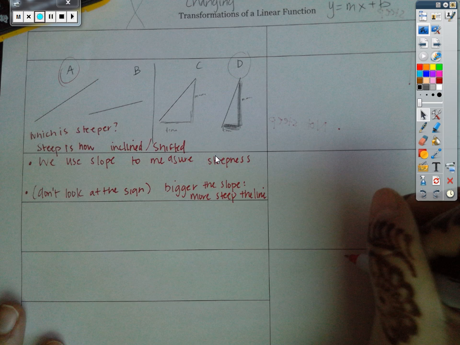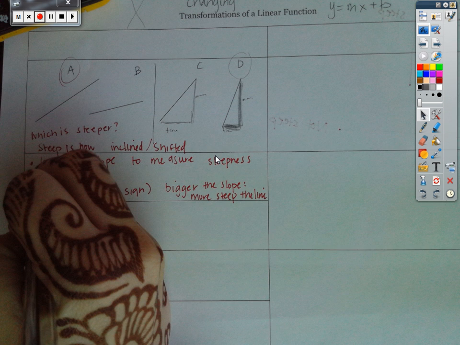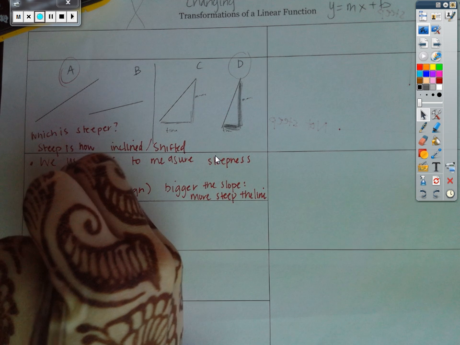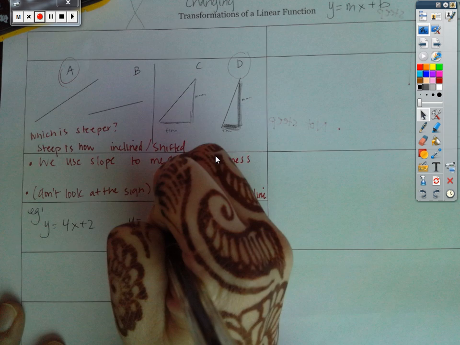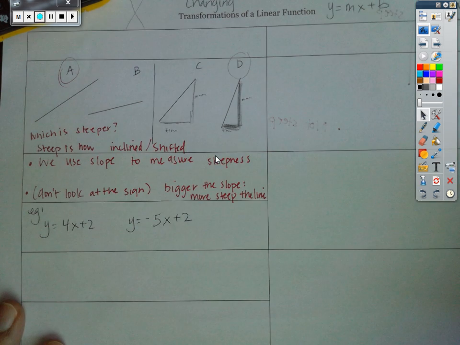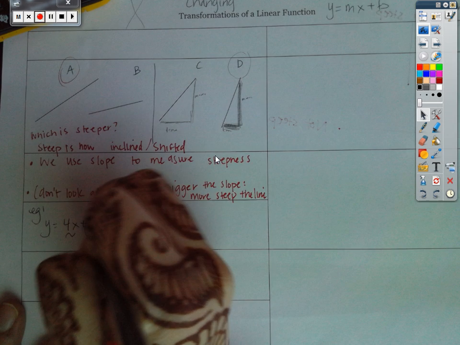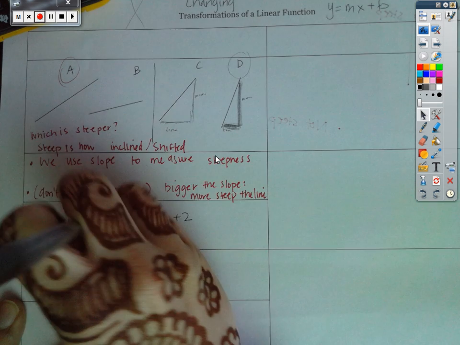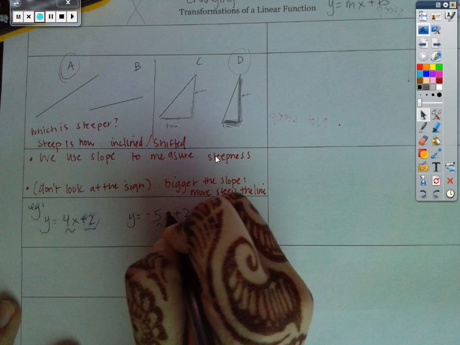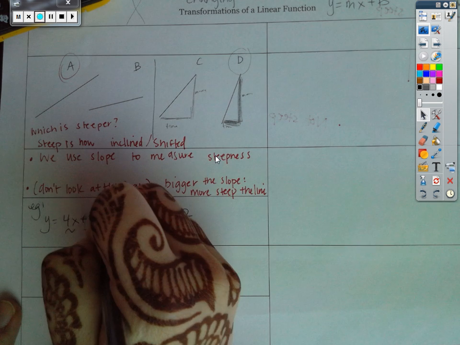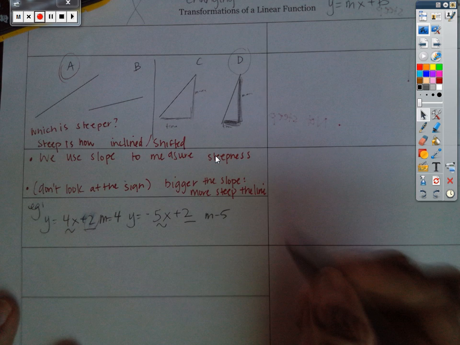Alright, so let's do an example real quick. Y equals 4x plus 2, and let's do y equals negative 5x plus 2. Okay, so I have to get the slope, and so here's what I do. I squiggly the x, circle the y, and underline the one that doesn't have x or y. So my m is 4, my m is negative 5. But I don't look at the negative, so I'm just going to write 5.